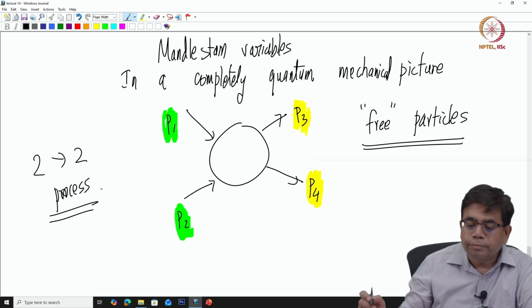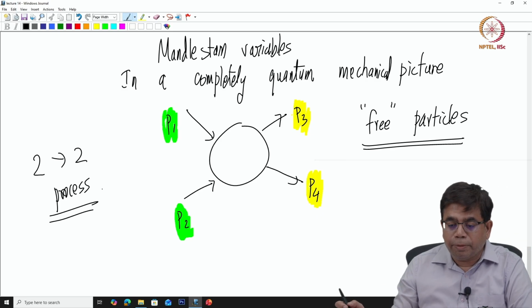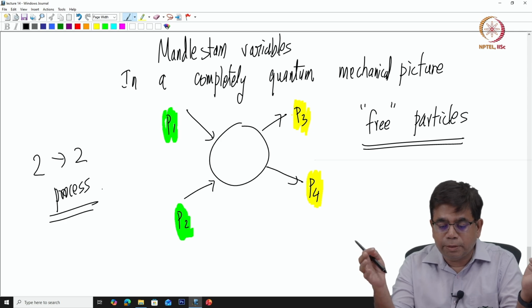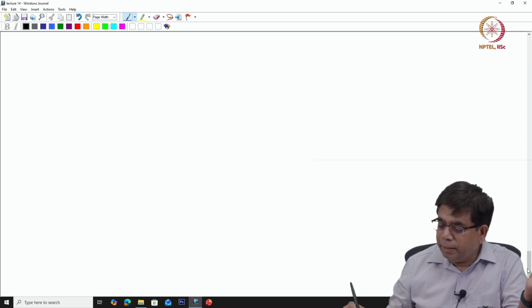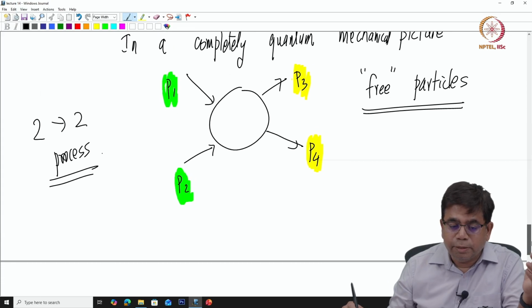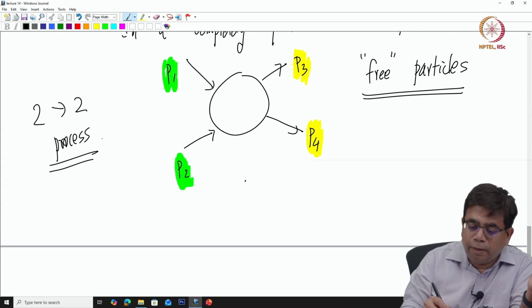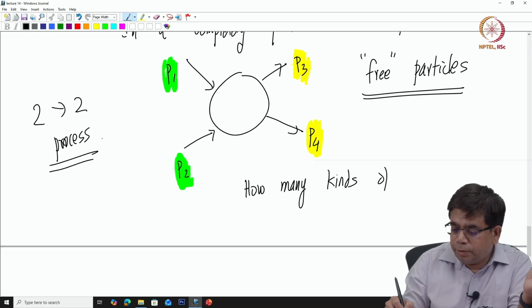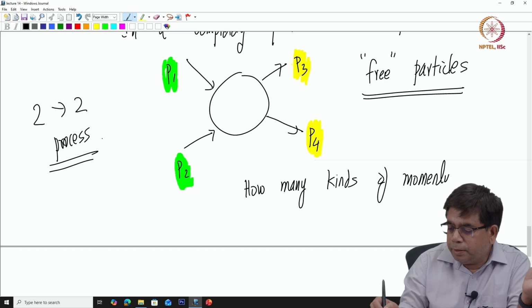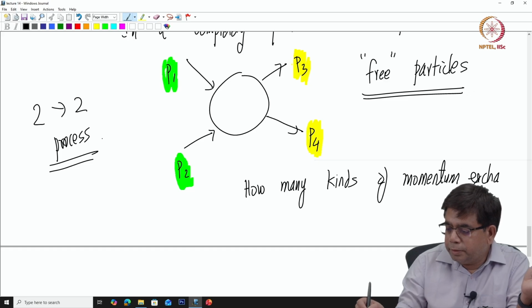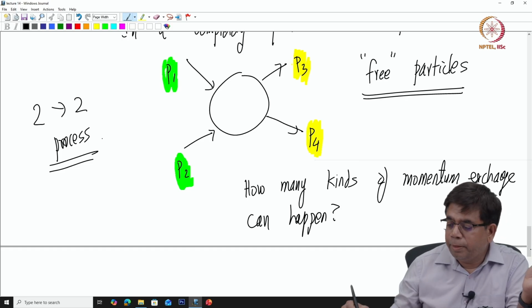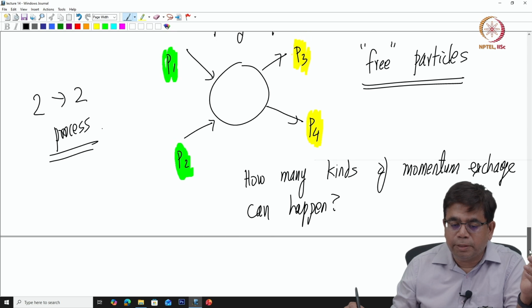In this first course on quantum field theory, we will be dealing most of the time only with 2 to 2 processes, and then we will comment about other cases. So in this case, how many kinds of momentum exchange can happen? What are all the possible kinds of momentum exchange which can happen?